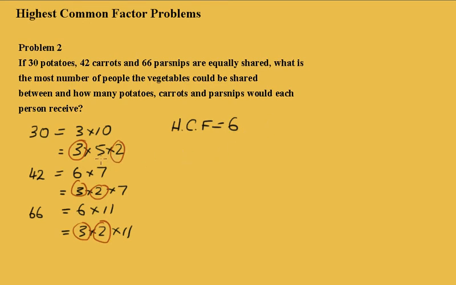Well, each person will get 5 potatoes, they would get then 7 carrots, and 11 parsnips.